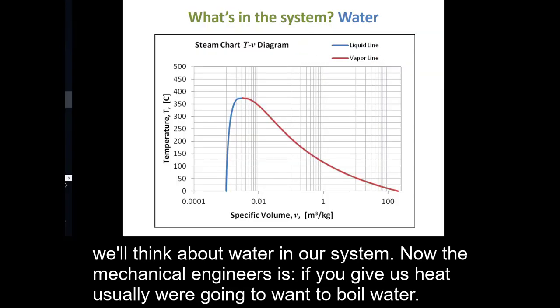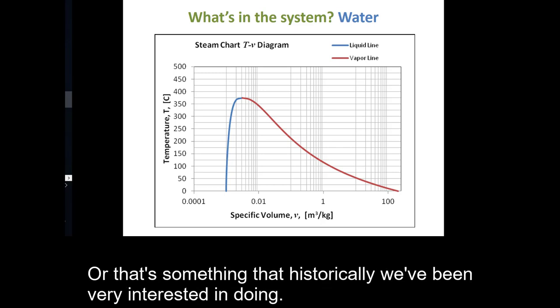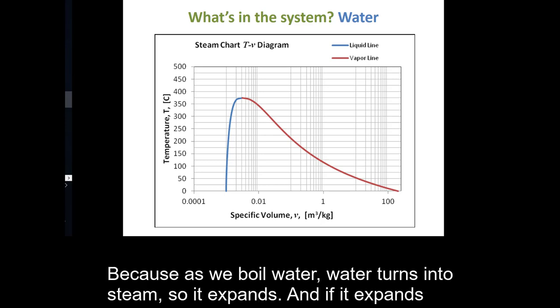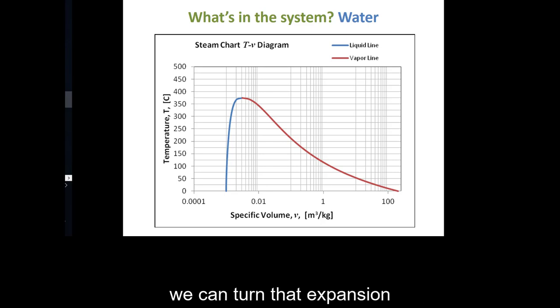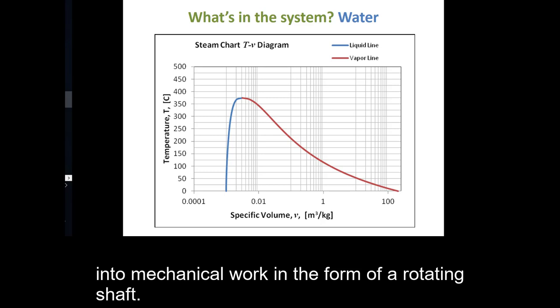Now, the thing about mechanical engineers is if you give us heat, usually we're going to want to boil water, or at least that's something that historically we've been very interested in doing, because as we boil water, water turns into steam, so it expands, and if it expands over fan blades that are in, say, a turbine connected to a shaft, we can turn that expansion into mechanical work in the form of a rotating shaft.